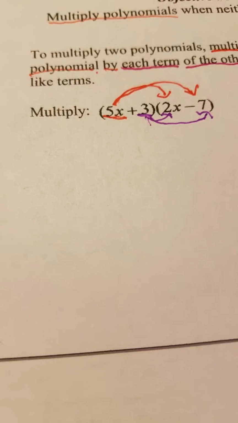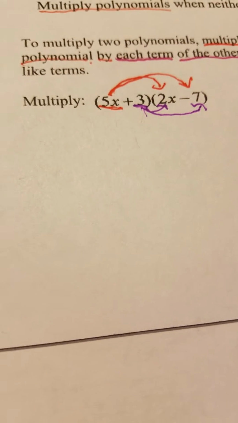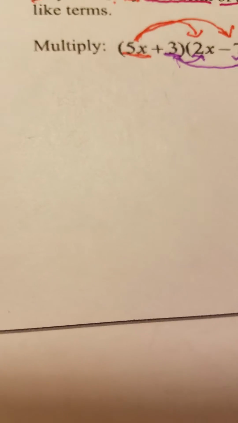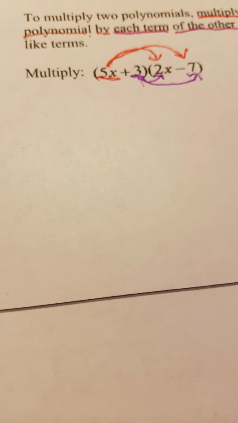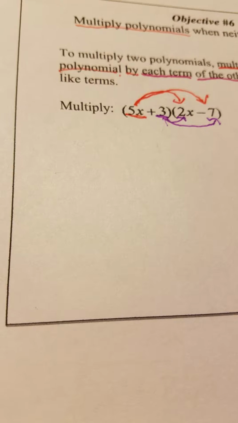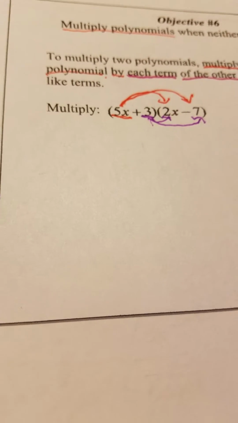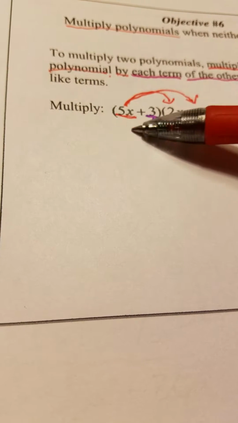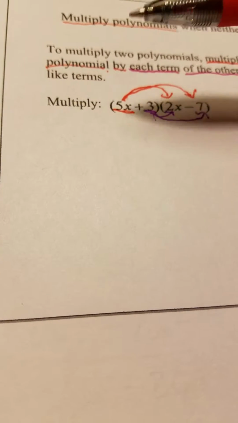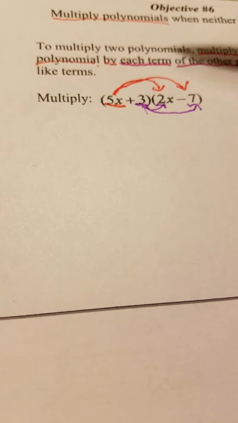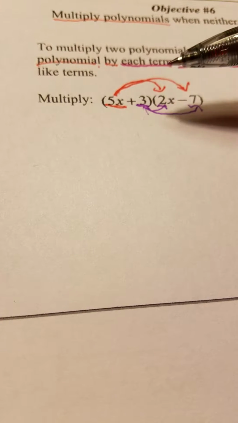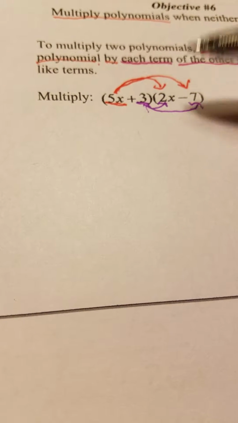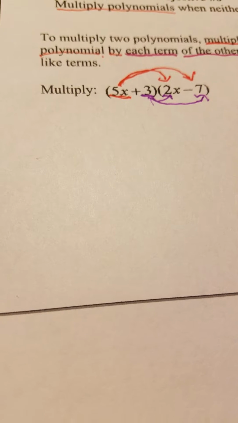To multiply two polynomials together, we're basically doing the distributive property again. It's just that you're multiplying each term of one polynomial by each term of the other polynomial. So you're going to be multiplying the 5x and the 2x, and the 5x and the negative 7, and then multiply the 3 times the 2x, and then 3 times the negative 7. That's how this works.